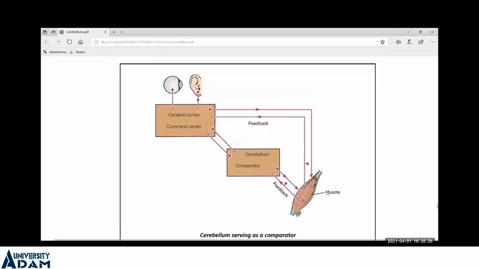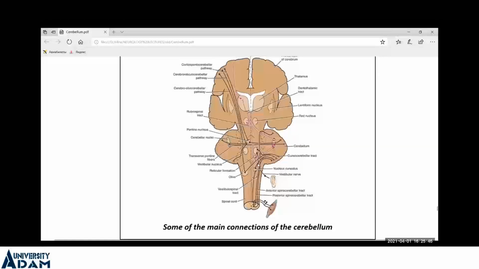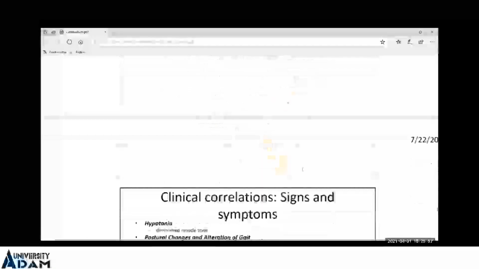Okay, this is also about the vestibular nerve. You can see feedback, right? Feedback, inputs, outputs. So as you can see, the cerebellum serves as a comparator. The same thing. These are the main connections of the cerebellum that we talked about in this lecture. Everything is about that, okay?